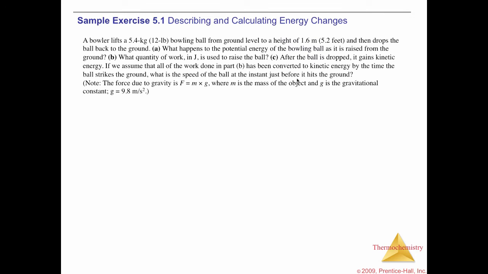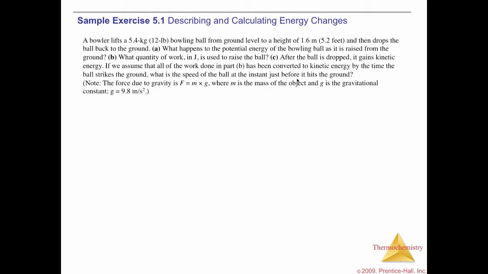Sample exercise 5.1, describing and calculating energy changes. A bowler lifts a 5.4 kilogram or 12-pound bowling ball from the ground level to a height of 1.6 meters or 5.2 feet, and then drops the ball back to the ground. What happens to the potential energy of the bowling ball as it is raised from the ground? What quantity of work in joules is used to raise the ball?